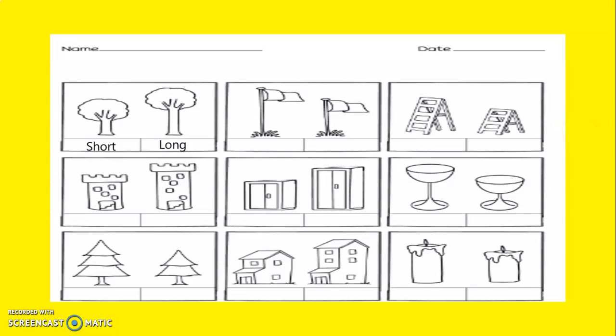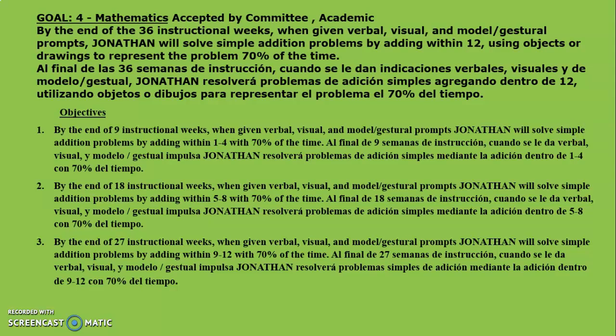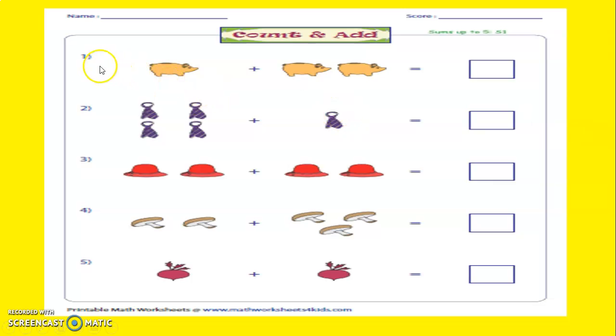Now let's go to goal number 4. So here what you're gonna do is you're gonna add. I'm gonna show you some pictures and we're gonna see how many they are all together. So let's start with the first worksheet. So here's number 1 and I'm gonna help you. So here's one pig, so you can put 1 up here. And on this side you have 2, so you put the number 2 up here.